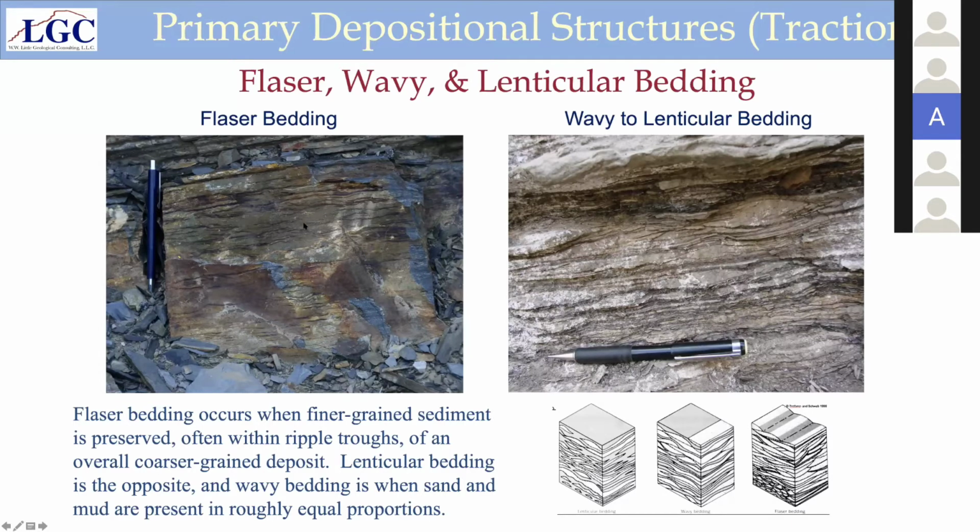Now, a lot of times, such as this one on the left, where it's very discontinuous, as the tide moves out, it might strip the mud off of the top of the ripples, but leave it in the troughs. That's a very common aspect associated with these. So a lot of times, we'll find the Flaser, wavy, and lenticular bedding in conjunction with the flat top ripples.